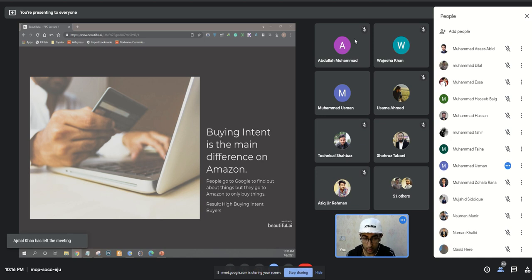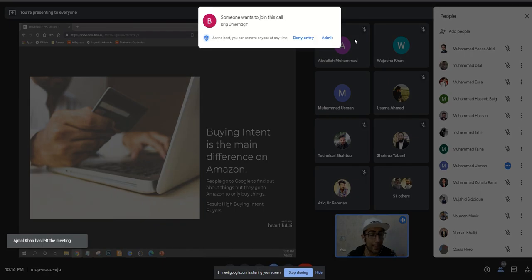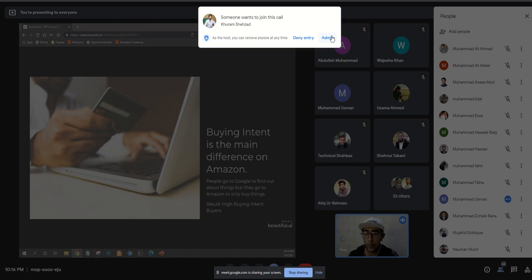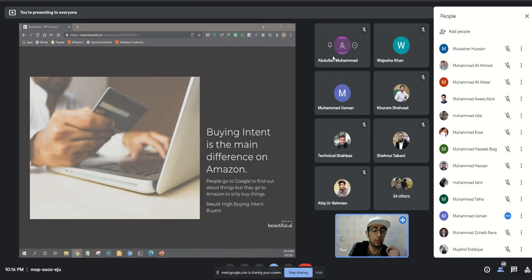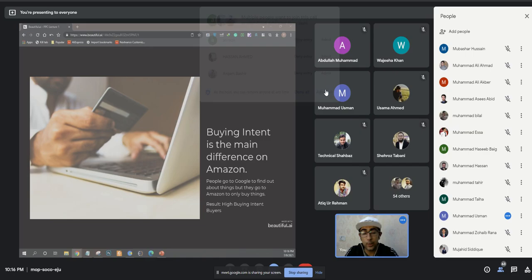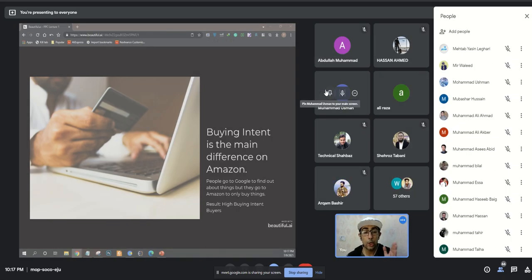But on Amazon, people go to buy things. That is the main difference with Amazon and Google or any other search engine. Or of course we've got Walmart as well. So on any marketplace, people go to buy a product, so the buying intent is very high. That is the difference between people on Google and using Google ads to drive traffic, and the difference between people on Amazon and using Amazon PPC to drive those high intent buyers directly to your listing. And once you have them on your listing, then it is your responsibility to convert those as well.